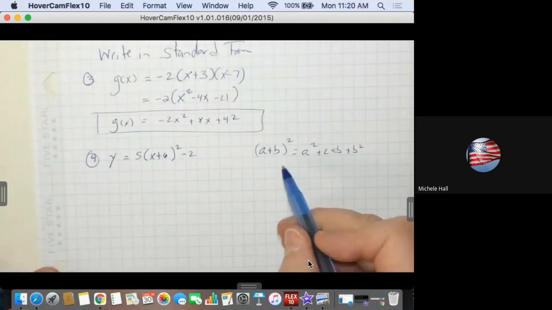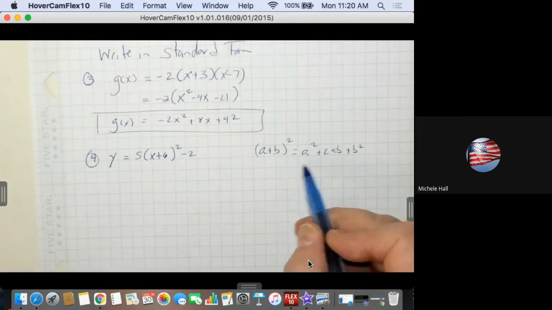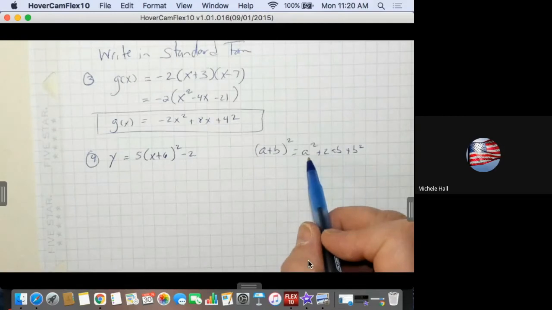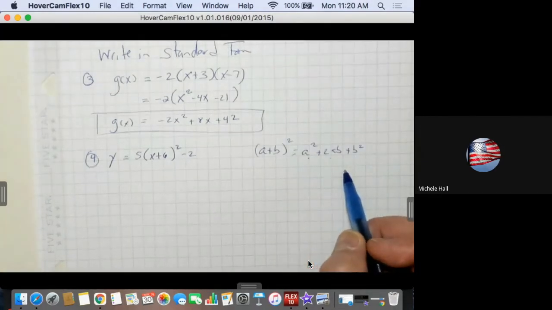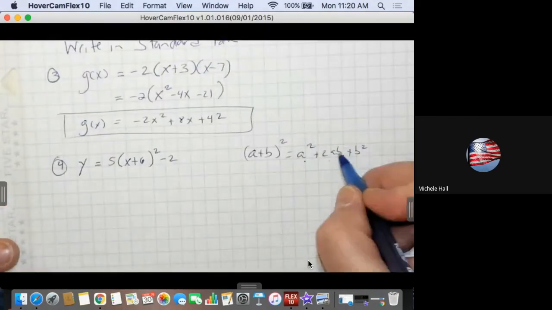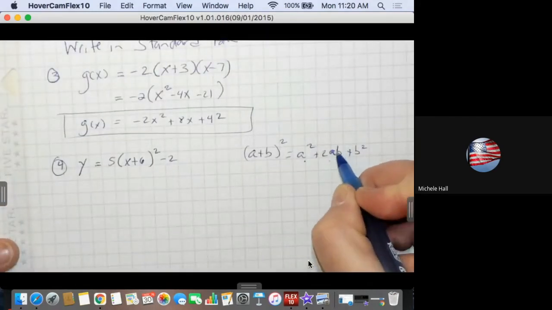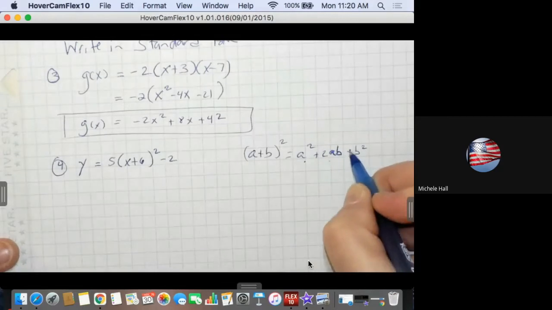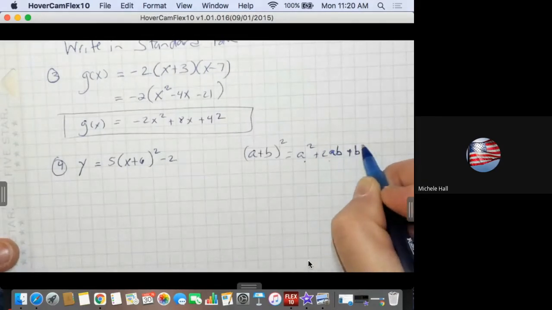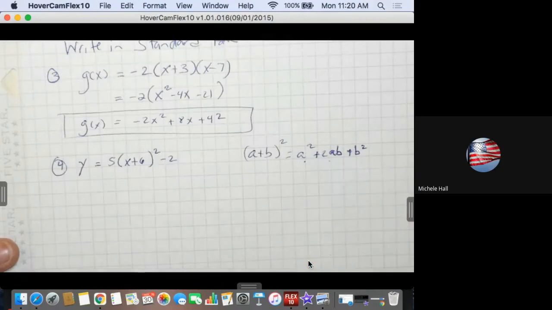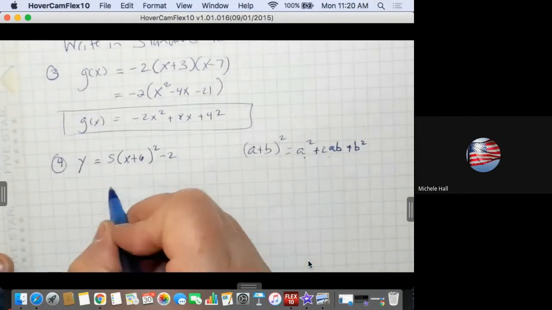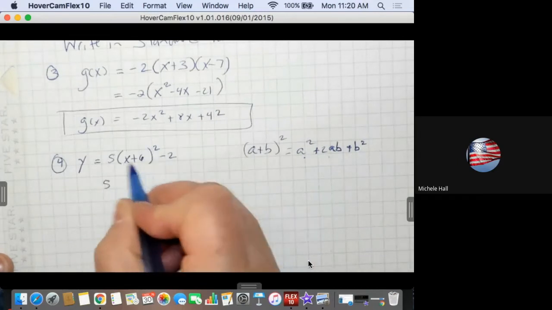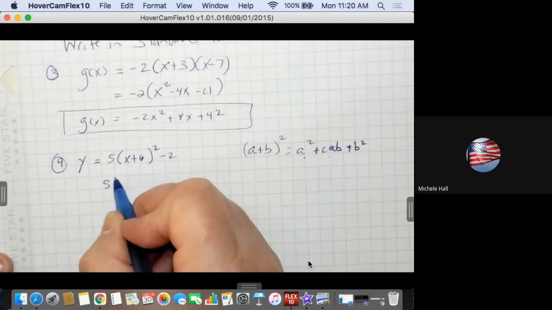So we know a plus b squared, that's the formula. A plus b squared equals a squared plus 2ab plus b squared. So we know the first term is a squared. We're going to leave the 5 there. We're going to multiply out the binomial squared first.